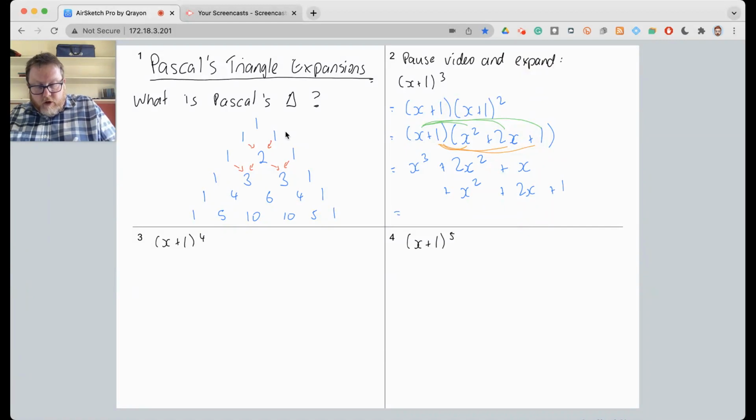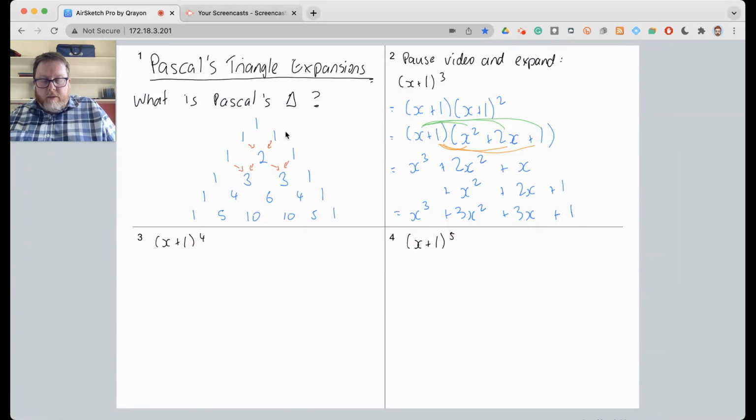And now I'll just finish that off by collecting like terms. X cubed, I've got 2x squared plus x squared, that's equal to 3x squared. I've got x plus 2x, that's 3x. And I've got my plus 1, and now it's expanded. It takes a while, but we can do it.